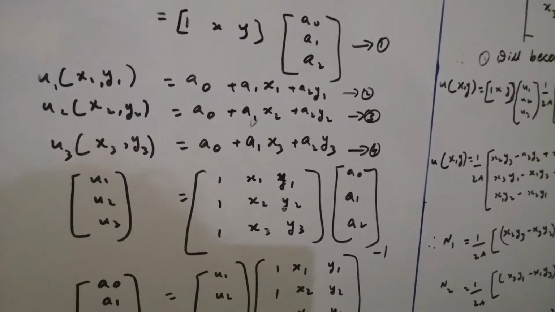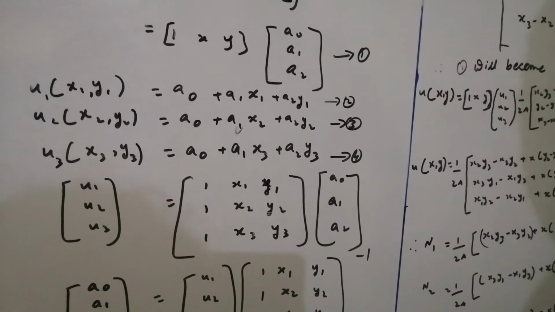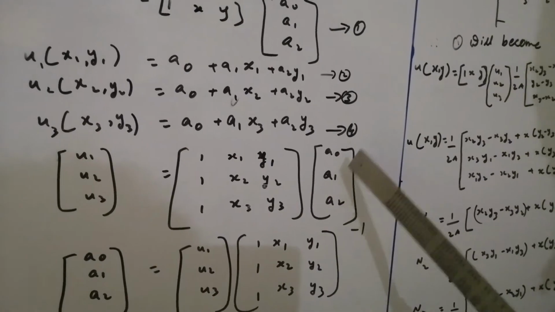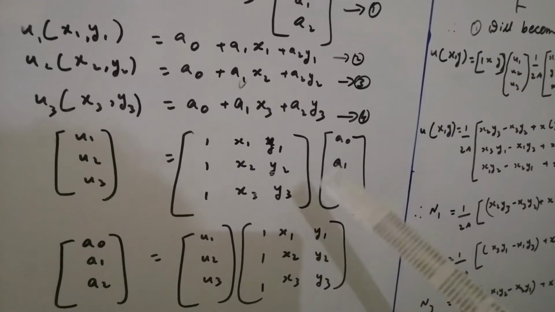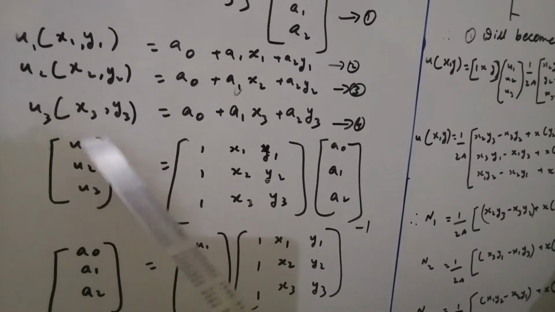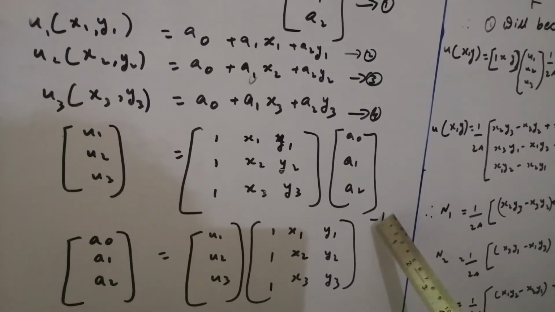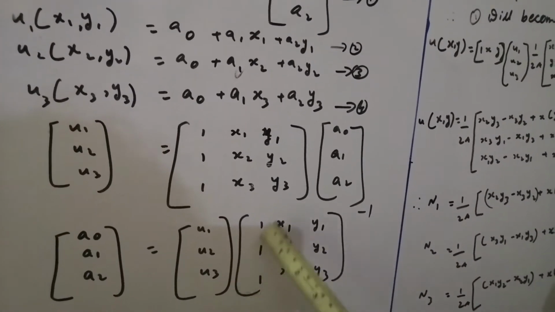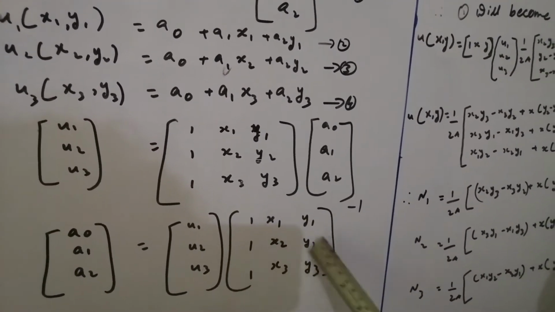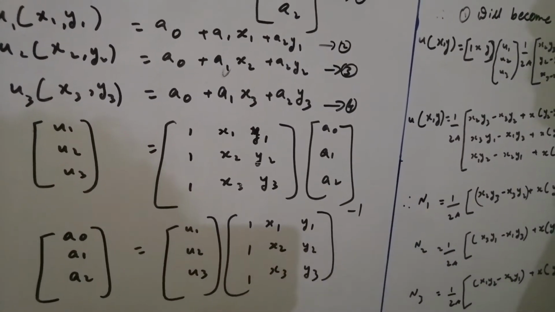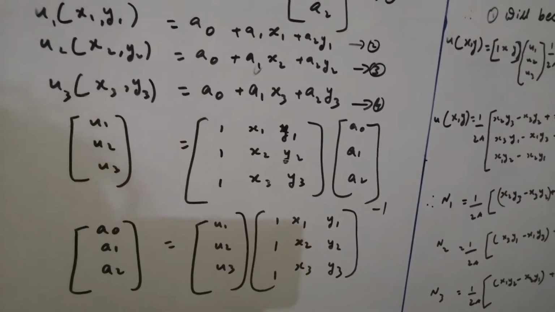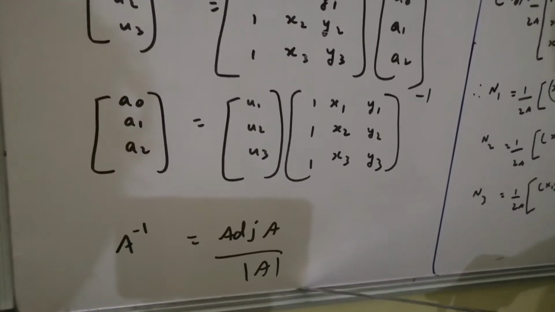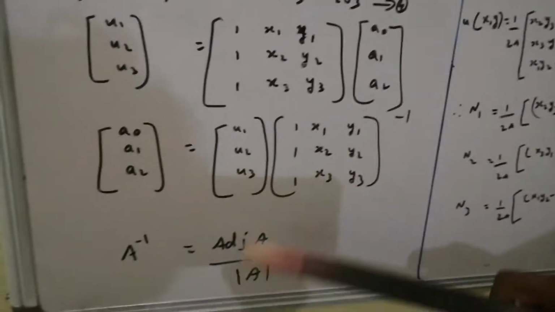From here onwards, we have already studied the steps in the fifth module. We want to get the values of a0 a1 a2, so we are taking this matrix to the left hand side, and we will get the inverse of this specific matrix: a0 a1 a2 equals the inverse of 1 x1 y1, 1 x2 y2, 1 x3 y3 into u1 u2 u3. And we know that A inverse equals adjoint A divided by determinant A. That is, we can find each value.